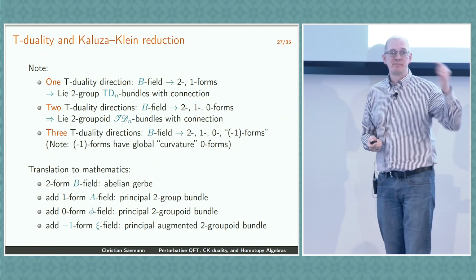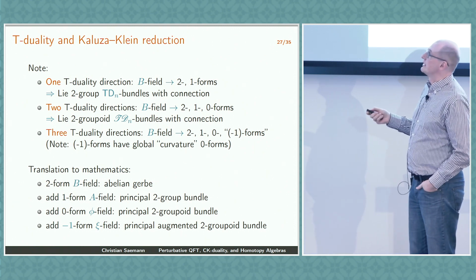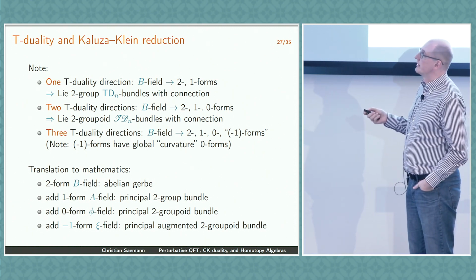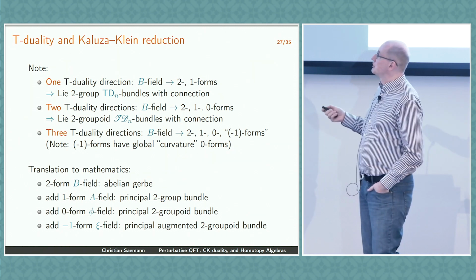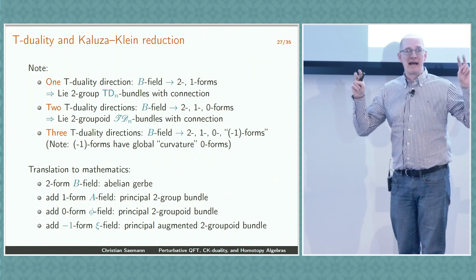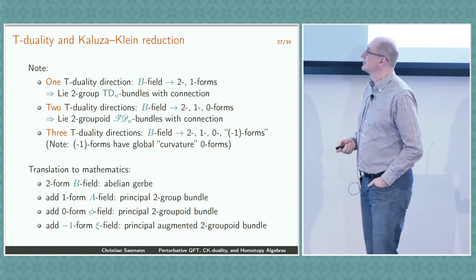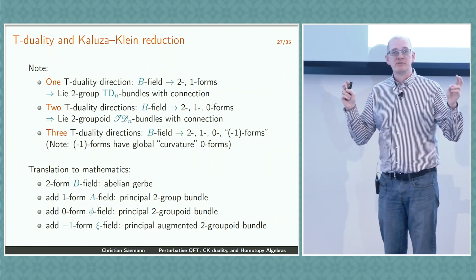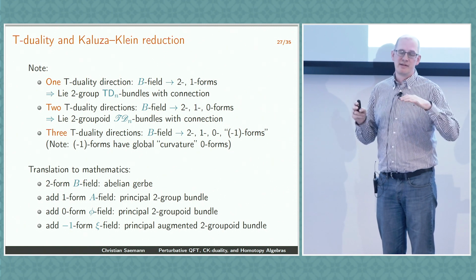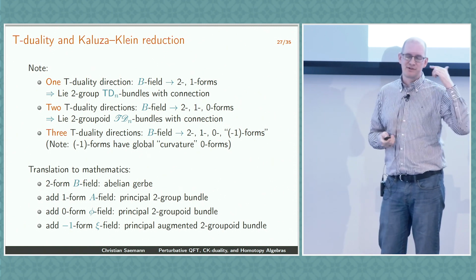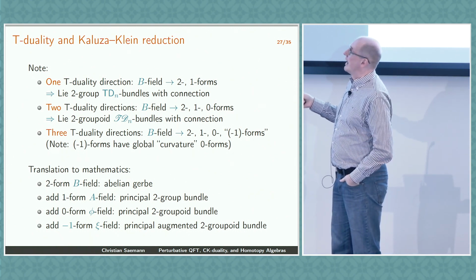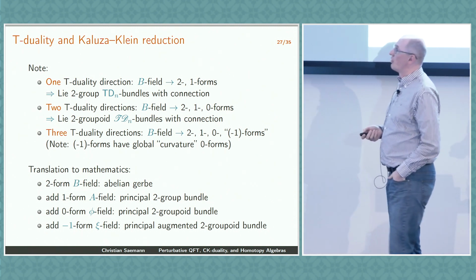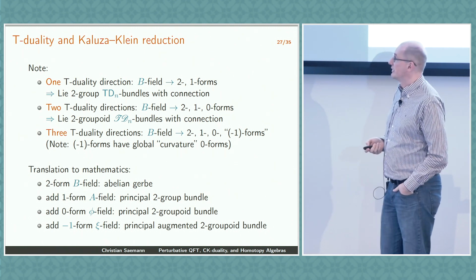There are scalar fields. There's a manifold of scalar fields. And they will extend the principal 2-bundle to a Lie 2-groupoid bundle. Now, if you have 3 T-duality directions, you get 2-, 1-, 0-forms, and also some -1-forms, which clearly don't exist, right? But -1-forms we can still regard as global. Well, if you thought about curvatures, then -1-forms would have globally defined curvature 0-forms. And these, of course, still make sense. And that gives us then the motivation to go to augmented groupoids. And I'll talk about this a little bit later.